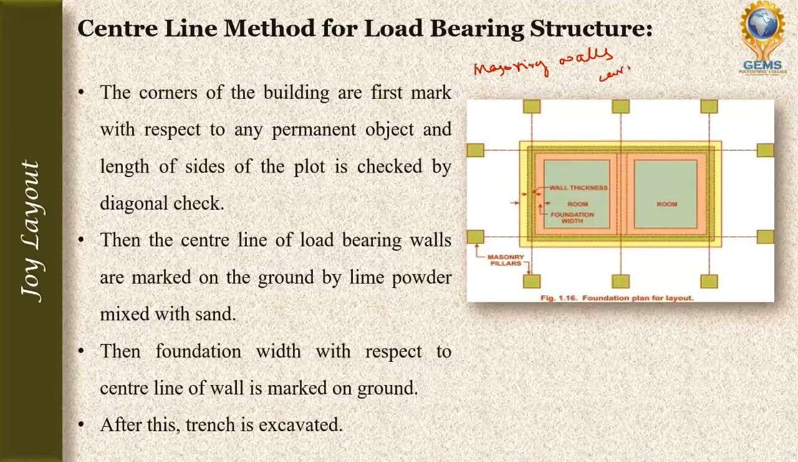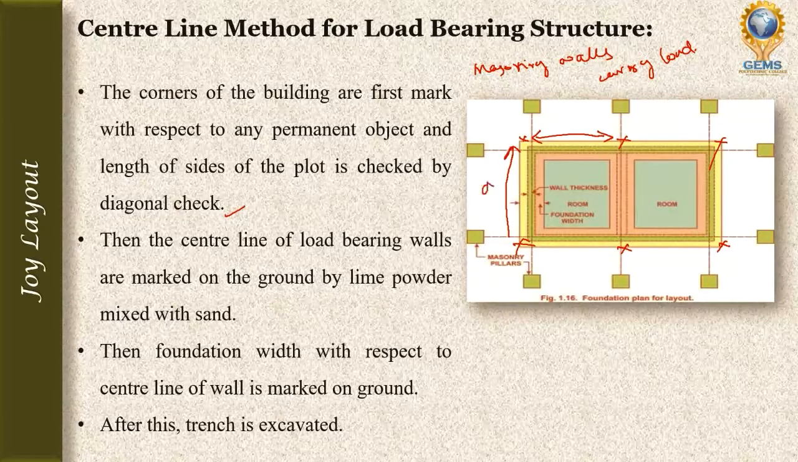load to the foundation. So the first step is we have to mark the corners of the building with respect to any permanent object, and the length of the sides of the plot is checked by the diagonal check. So first we have to fix the corners. These are the corners. Once the corners are fixed, we know this distance and this distance.